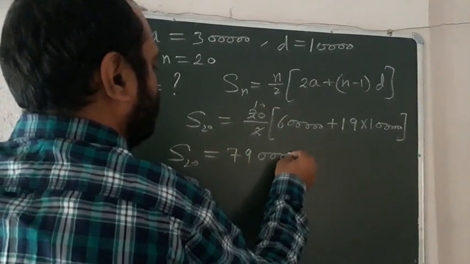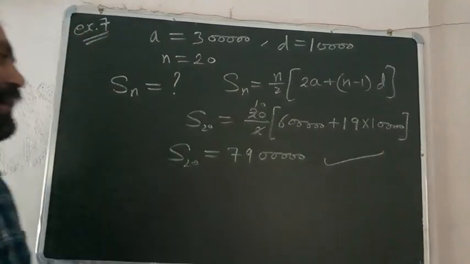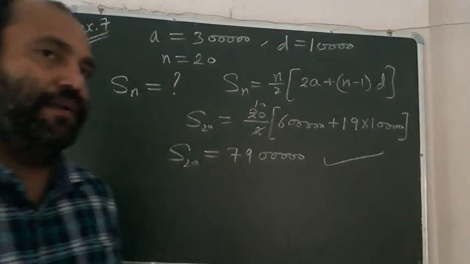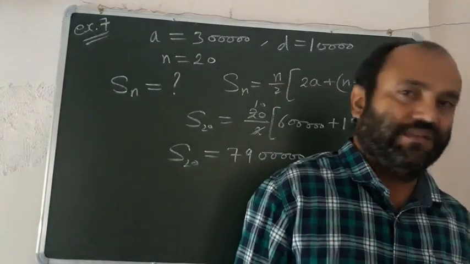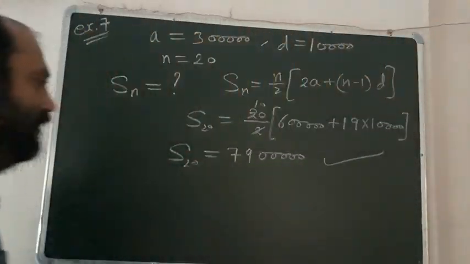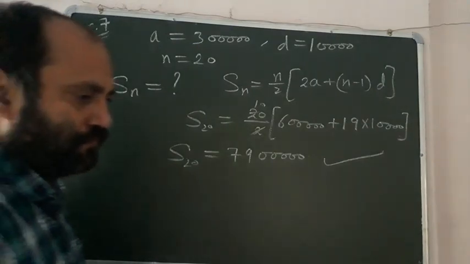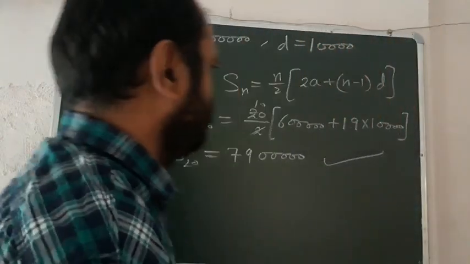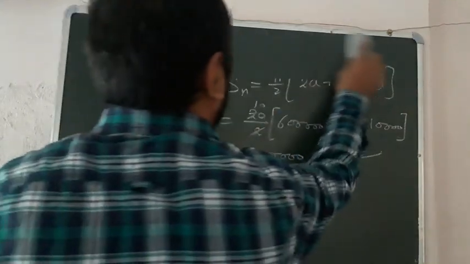79 lakh, right. So this is your right answer: after 20 years he received the amount of 79 lakh, if he has 3 lakh in the first year. So this was example number 7.